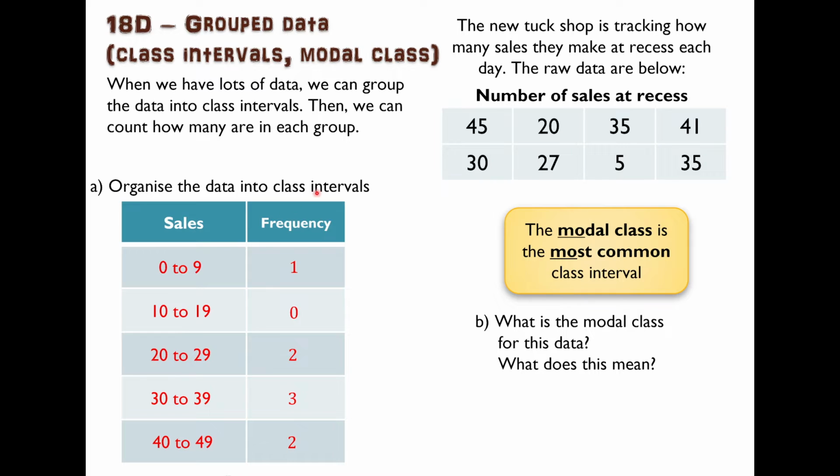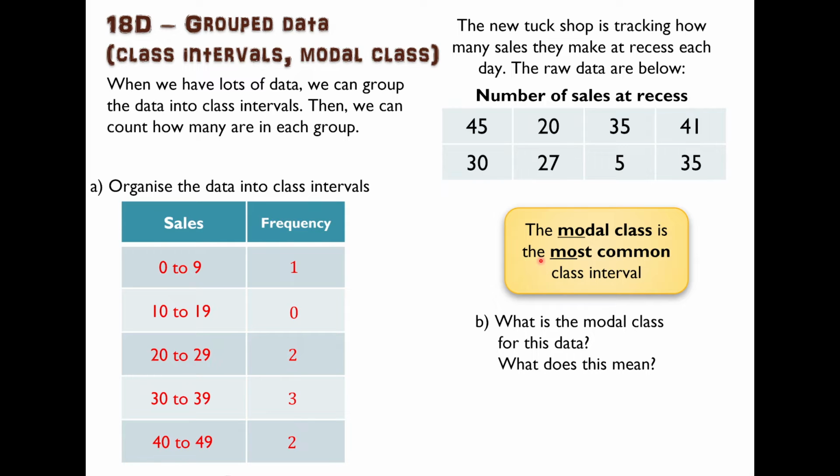An interval means a range. Class means a group. So I've put it into groups where each group is a range of numbers. This is what it means to organize the data into class intervals. Remember that frequency means how many match that class, that category, that group.